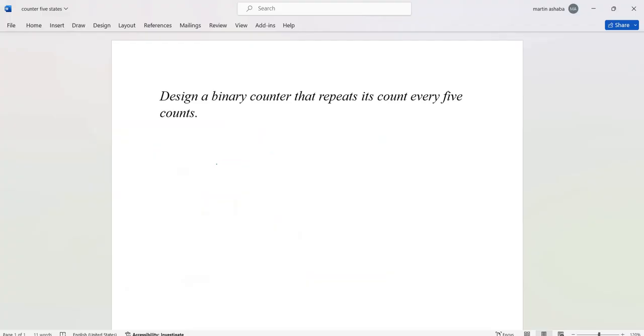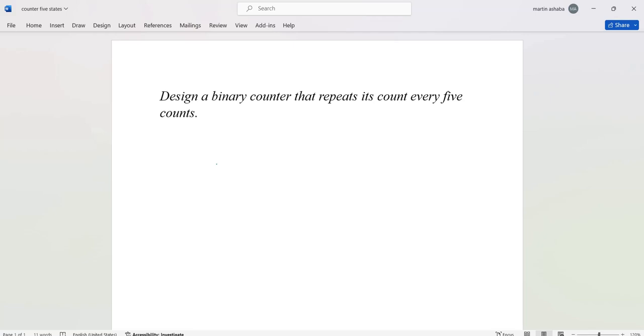Hello friends, in this lecture we are going to see how we can design a binary counter that repeats its count every 5 counts. And we are going to design this, then test our results in Multisim, which is a simulator that we are going to use in this particular video.